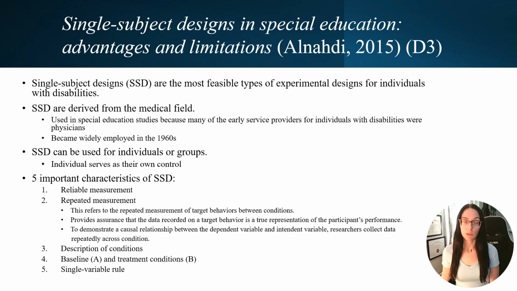Single-subject research design can be utilized for both individuals or groups. The article also shared the five important characteristics of single-subject research designs, which included reliable measurement, repeated measurement, description of conditions, baseline and treatment conditions, and the single variable rule.